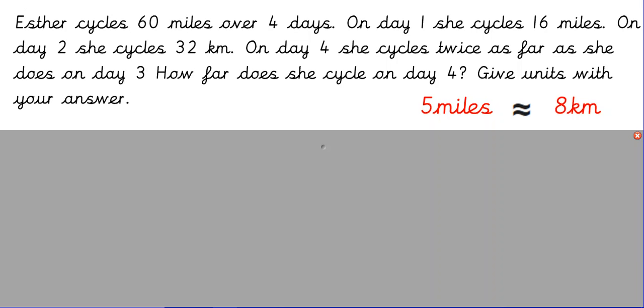So don't just look at this question now and panic. I know a lot of you will be doing that, but just breathe and we'll break it down. So first of all, let's find our important information. Esther cycles 60 miles over 4 days. So that means it takes her 4 days to cycle 60 miles. On day 1, she cycles 16 miles. So look at your units here. On day 2, she cycles 32 kilometres. Okay, so look at your units here, they are different. You've got kilometres and you've got miles.